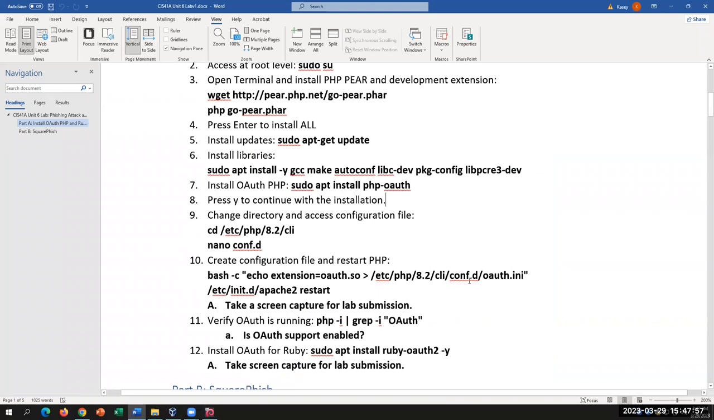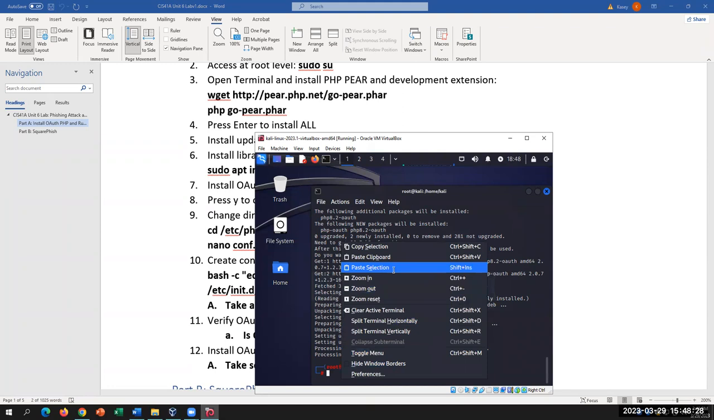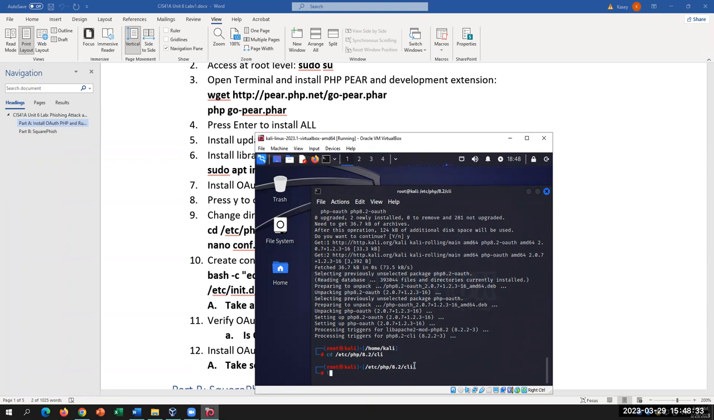So when you do that, what's going to happen is it puts your PHP OAuth, and in the last one you already saw this, we were here, PHP 8.2, it puts it in the etc directory. So what we need to do is move into that, and we're going to access the CLI. Once you're here, if you're not sure, you can always do ls.